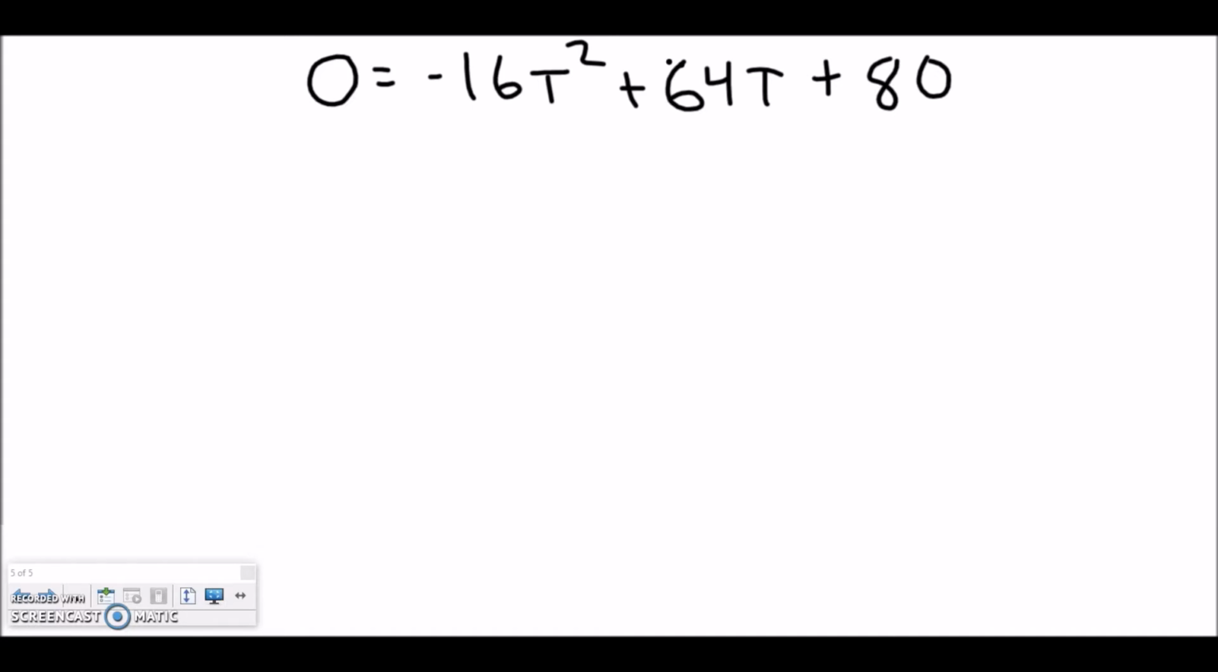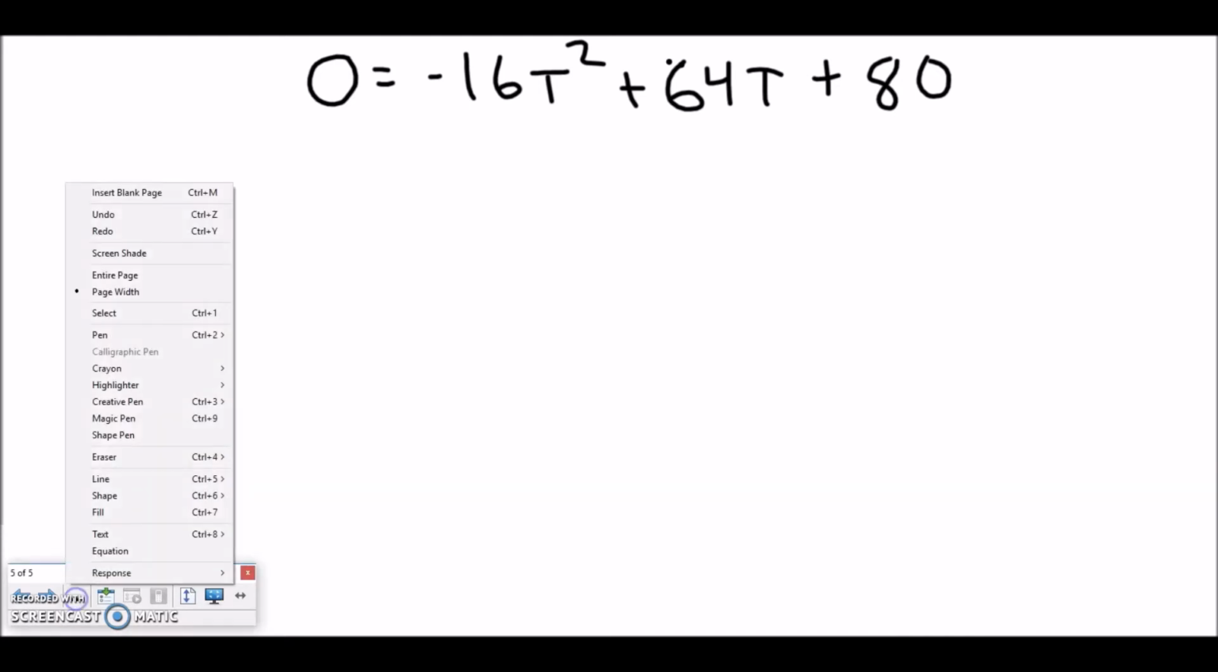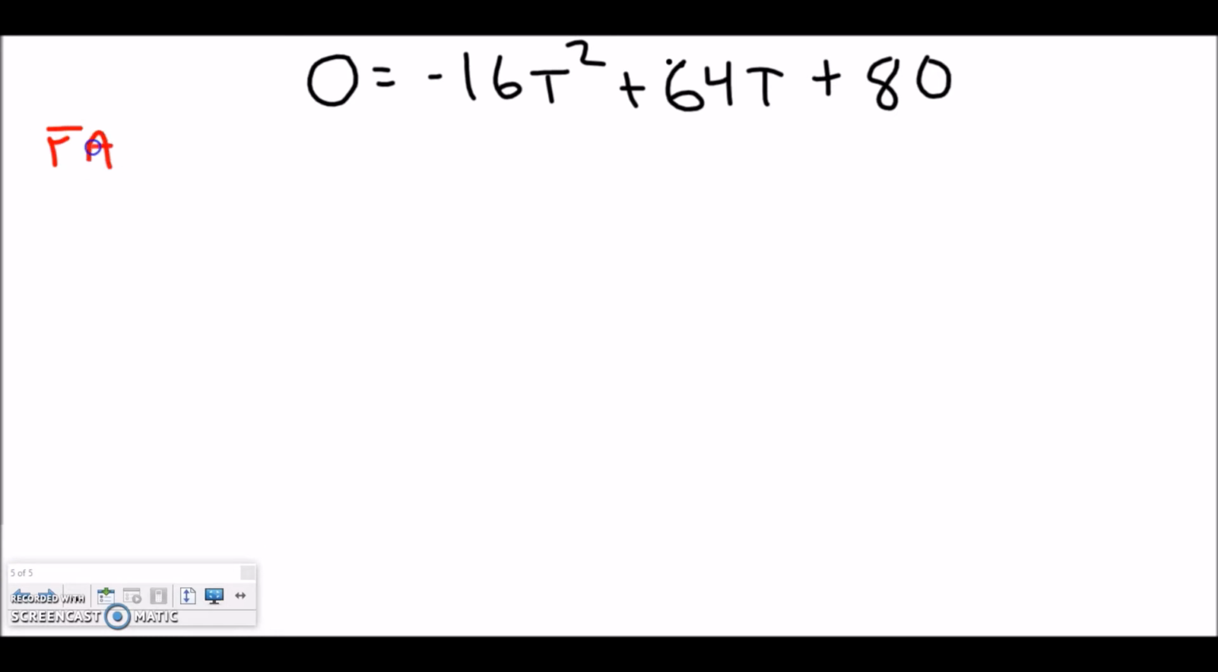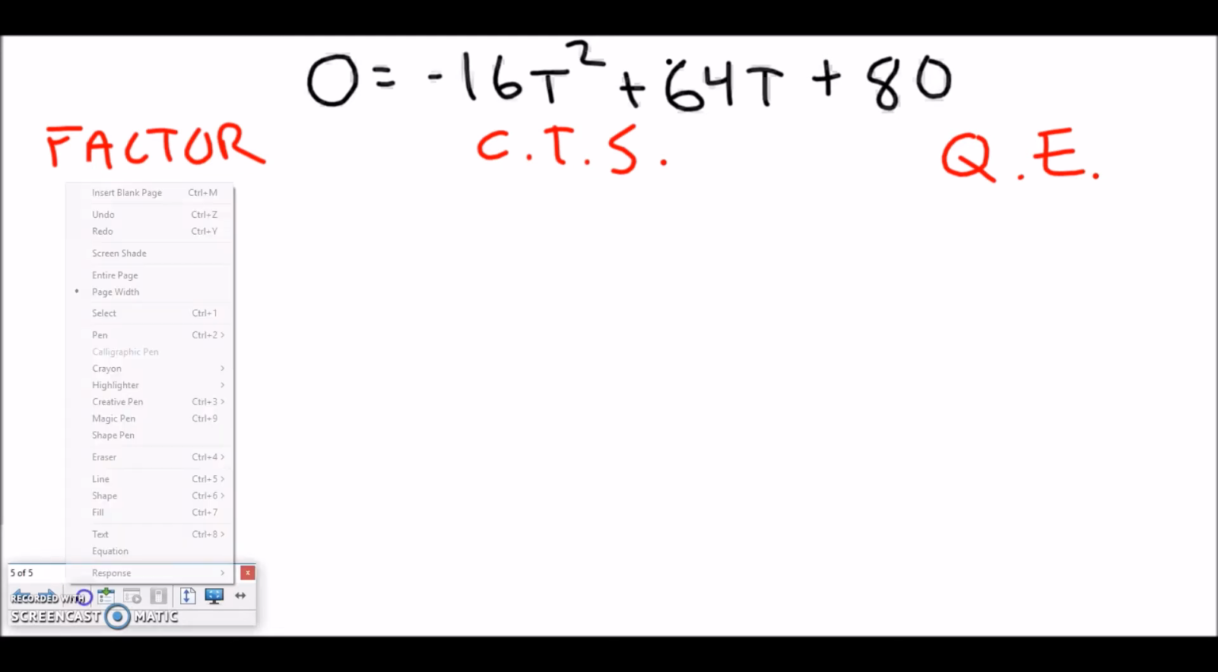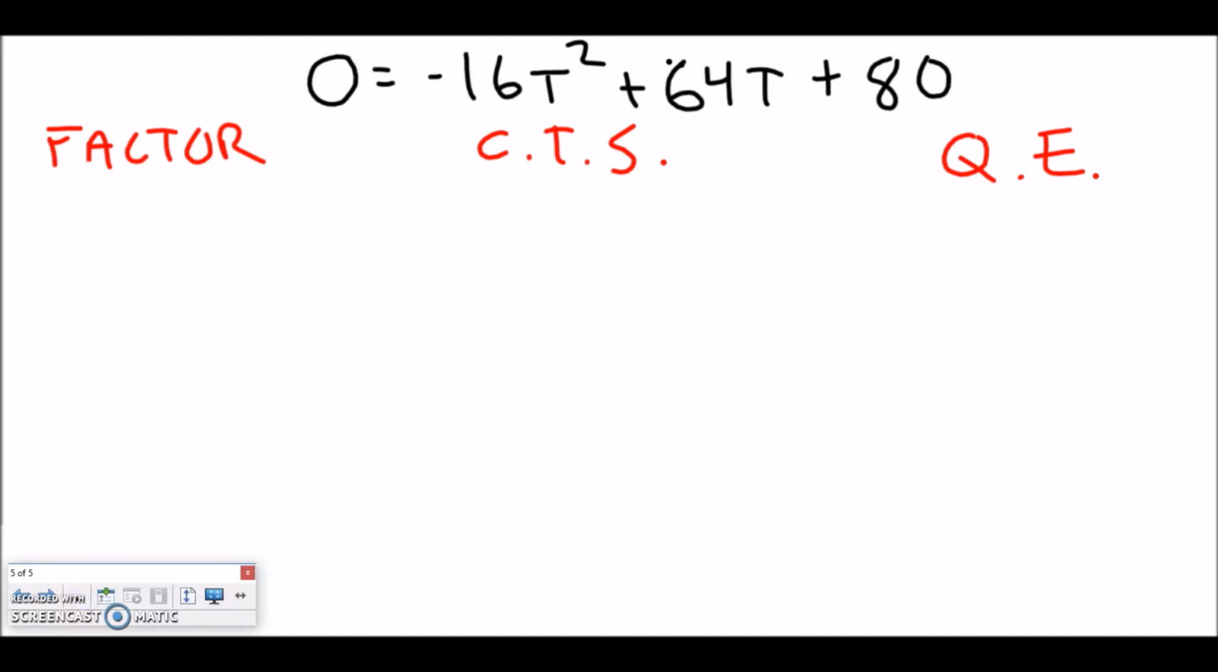So we have to solve for t, and this is where you get your choice. Now you have 3 choices. You could factor. You could complete the square, obviously I'm abbreviating, or you could use the quadratic equation. It's your choice. I will do this problem all 3 ways. So you get to choose your way, but I will do it all 3. That way you can see we'll get the same answer.